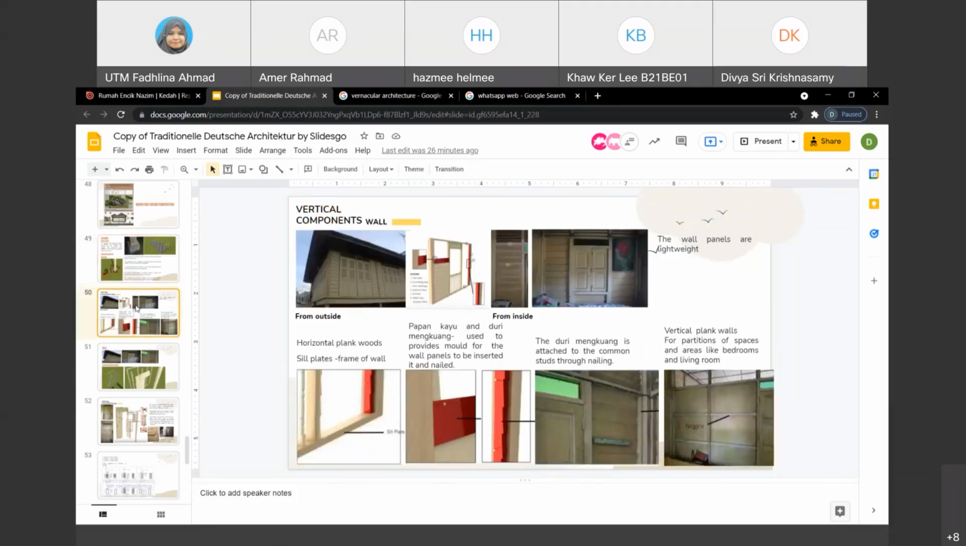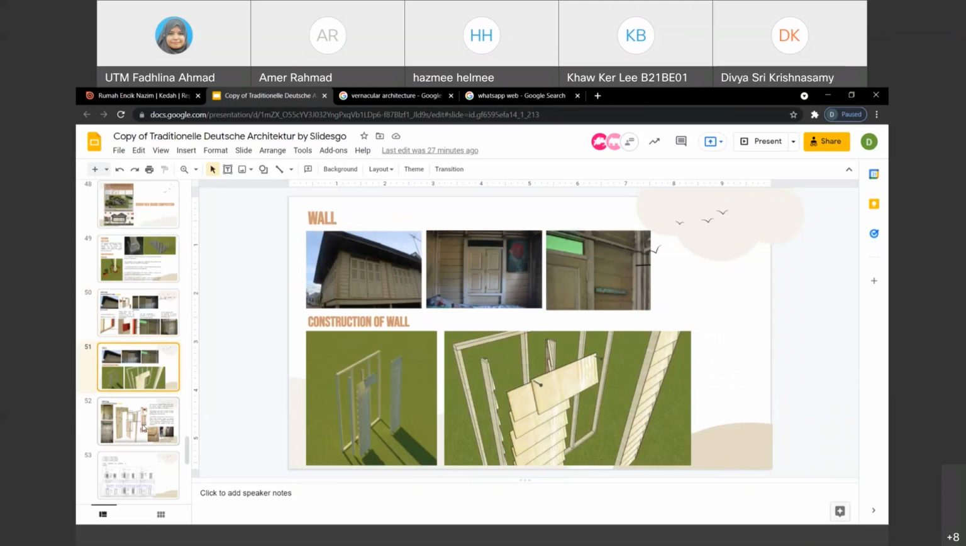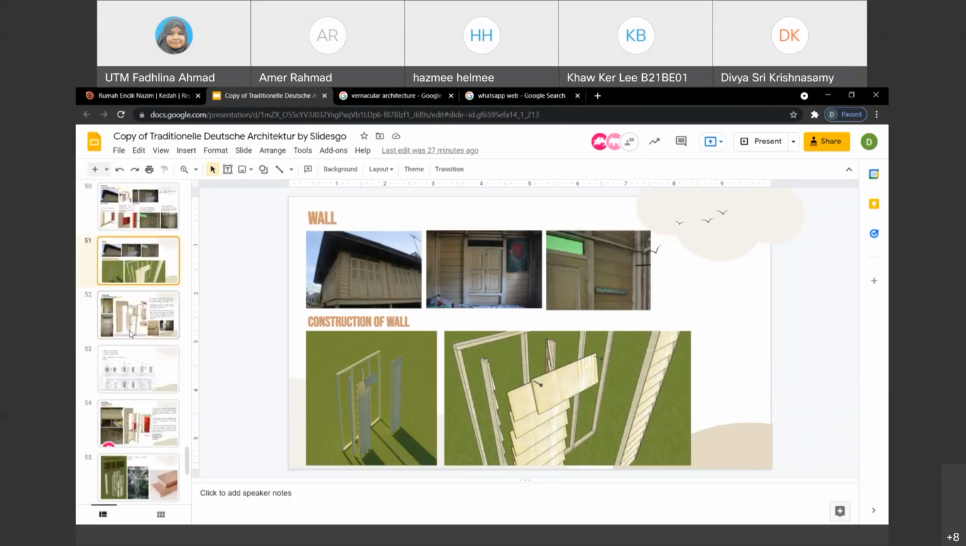So this is the previous presentation. It's the components wall. So as I said that this house has horizontal plank walls and also vertical plank walls. So the updated that I've done is, next Divya. Okay, it's about the construction of the wall. So I will be doing the pop up and also the exploded for the mechanism and also the jointing for the wall components, where I spread out the components that included in the construction. So these are, I will also explain the function of the jointing and also the mechanism.